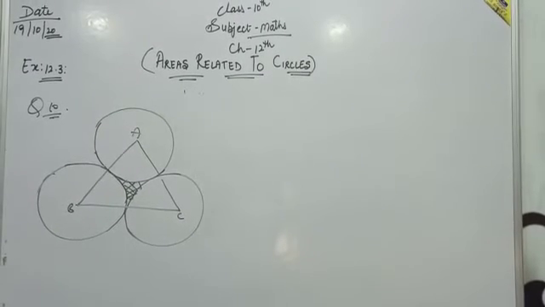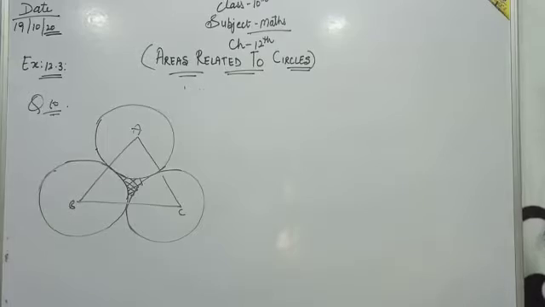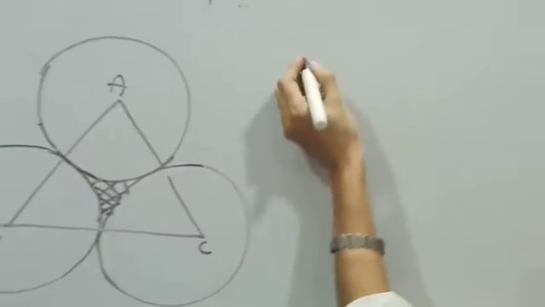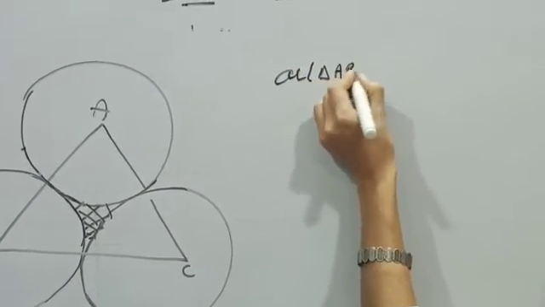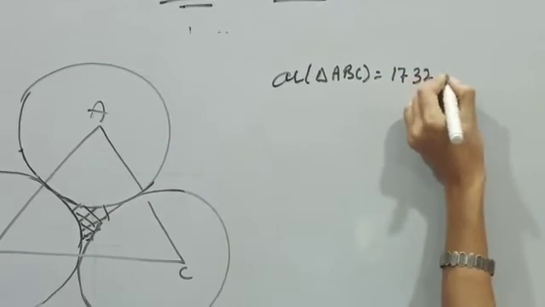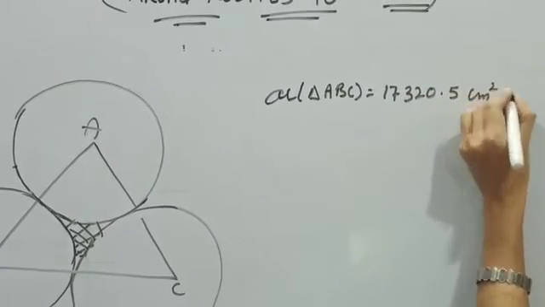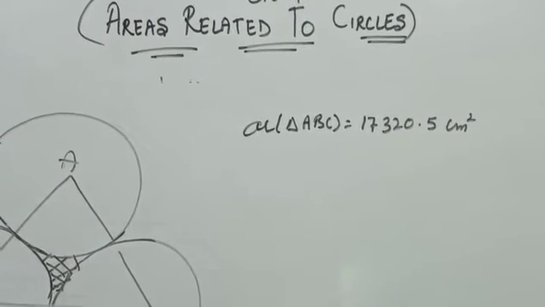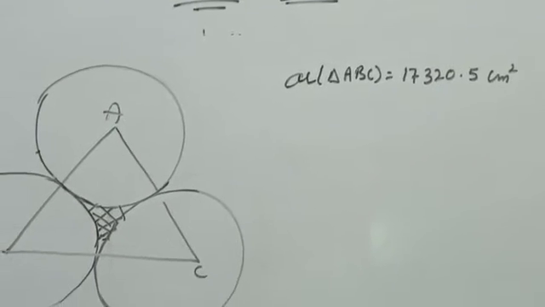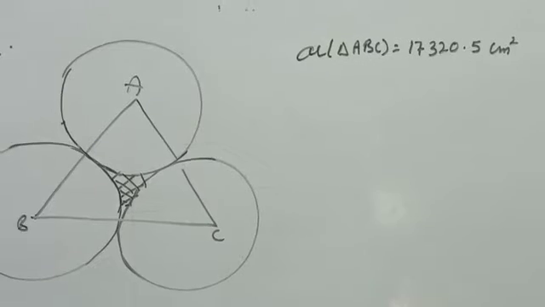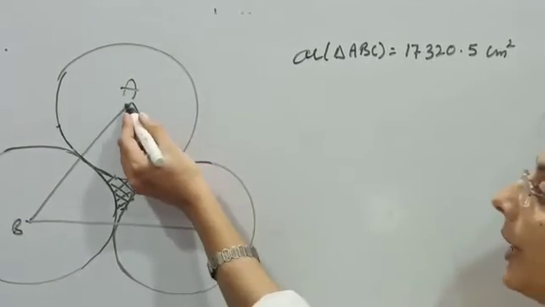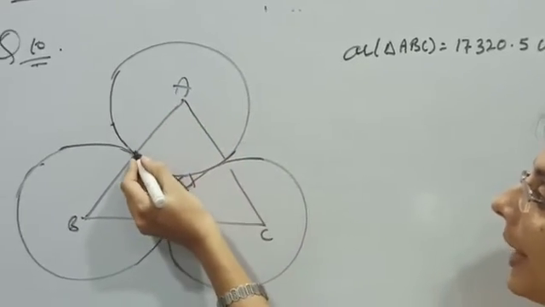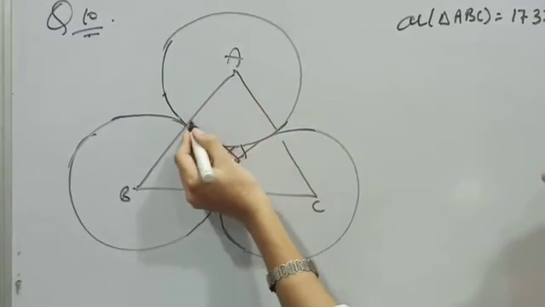Okay students, I have written the 10th question, in which we have given the area of an equilateral triangle. Here we have given a triangle ABC which is equilateral. Area of triangle ABC is already given, 17320.5 centimeter square. Then they are saying with each vertex of the triangle as a center, a circle is drawn with the radius equal to half of the length of the side of the triangle. Mean to say, this length is the radius of the circle. So this length is equal to half of the side. Mean to say, this part and this part are equal.